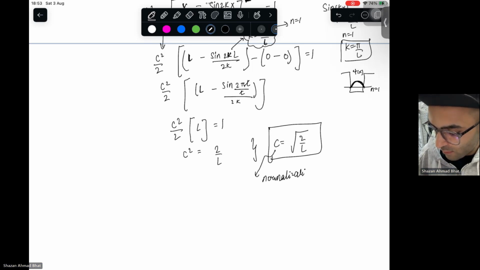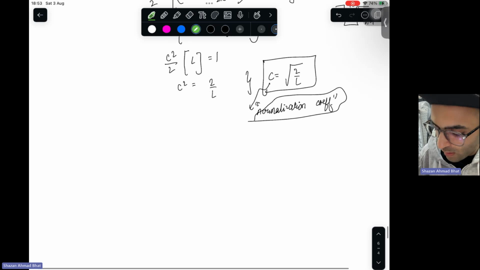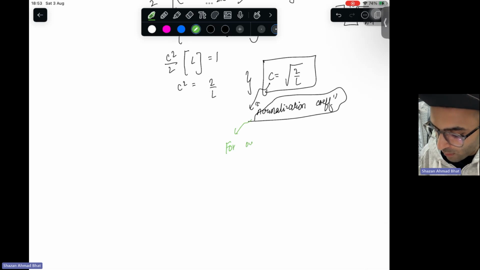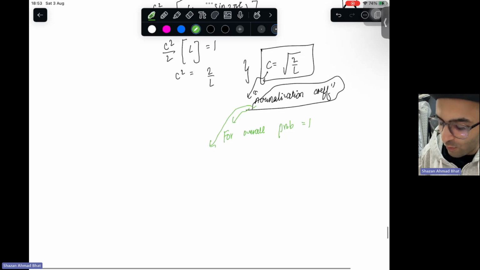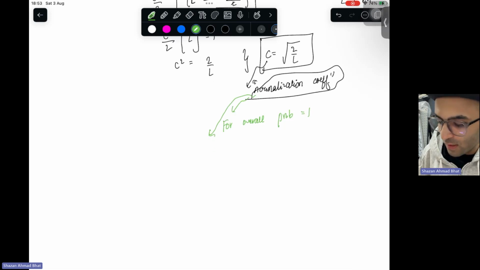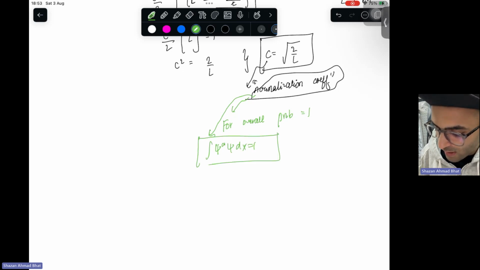Normalization coefficient. This coefficient is necessary for the overall probability to be equivalent to 1. That means only if this normalization coefficient is used before the wave function as a coefficient, then only can this psi star psi dx be equivalent to 1.